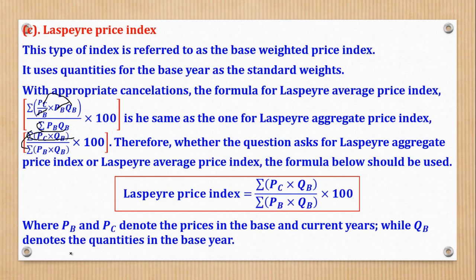So what does that imply? It implies that whether the question asks for Laspeyres aggregate or Laspeyres average, we are going to use the same formula to get the answer. Therefore, most questions in this form will not specify whether it is aggregate or average. They will just say Laspeyres price index. And in that case, you have to remember the formula that it uses, base year quantities.